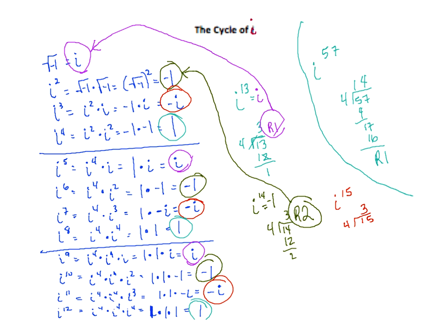i to the 15th. 4 goes into 15 3 times. 3 times 4 is 12, and I have a remainder of 3. Looking through the pattern, it'd be the next one up, so it should correspond to -i. And whenever you have a remainder of 3, it corresponds to i cubed. So i to the 15th is -i.